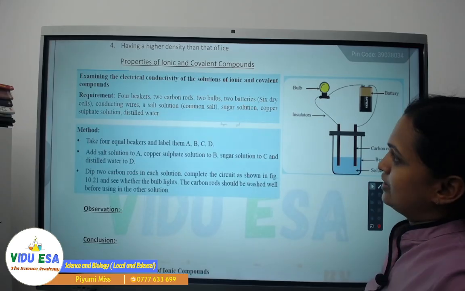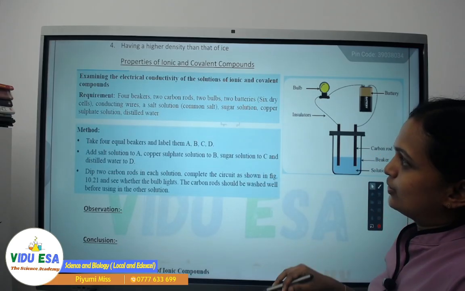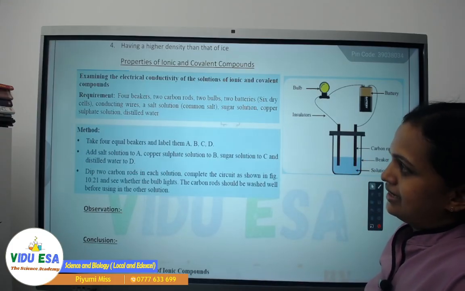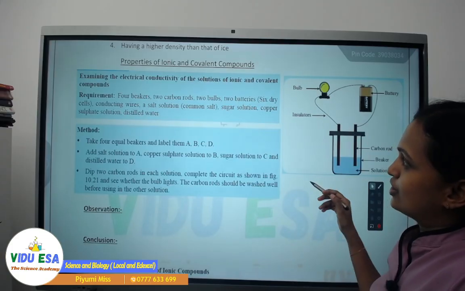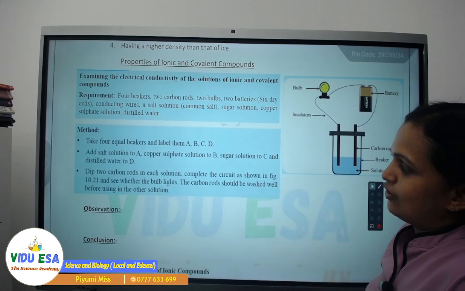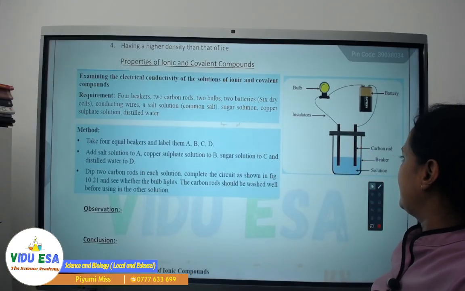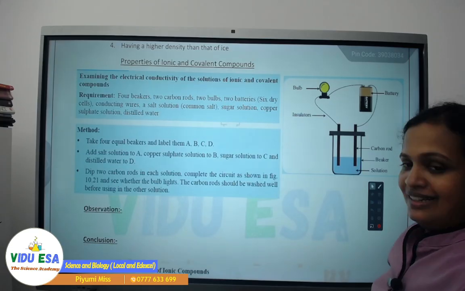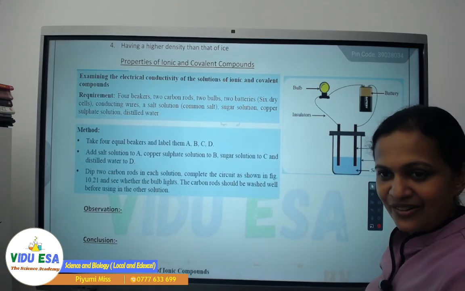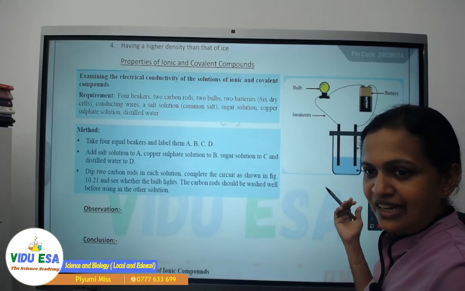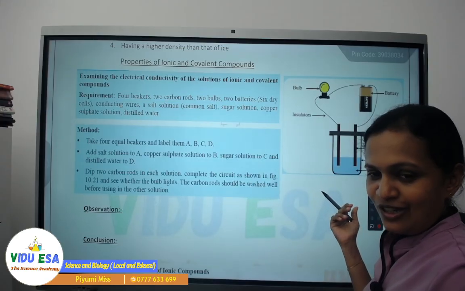You are asked to take 4 beakers, 2 carbon rods, 2 bulbs, 2 batteries, conducting wires, salt solution, sugar solution, copper sulfate solution and distilled water. You have to immerse the 2 carbon rods in each liquid given. Here we are going to find out what is an electrolyte. If it conducts electricity, we can conclude that.